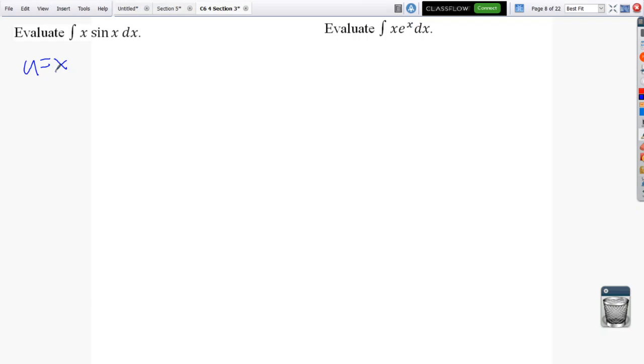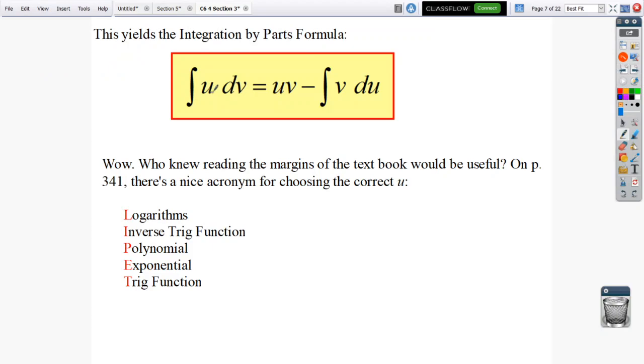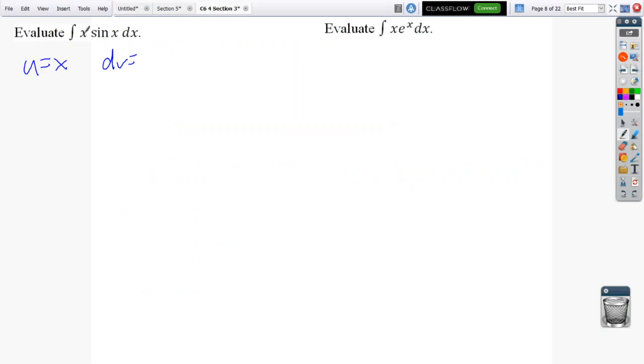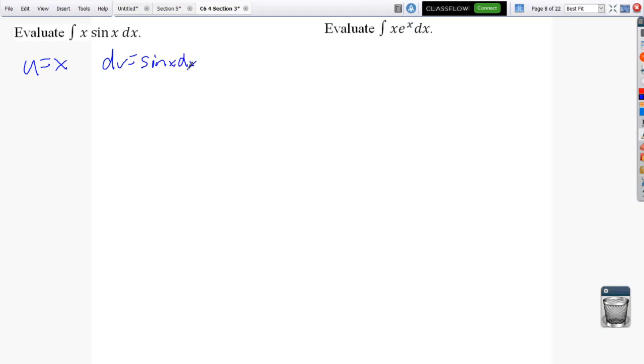We are going to both put down our u and our dv. Remember, in the formula, when we start off, we have the integral of u dv. We just said part of this expression, the u, is x. The rest of that integral notation is going to be dv. So sine x dx. We also want to find du and v. Now this is tricky because what goes on in my head, we have to think both forward and backward. We need to differentiate and we need to integrate to complete this.